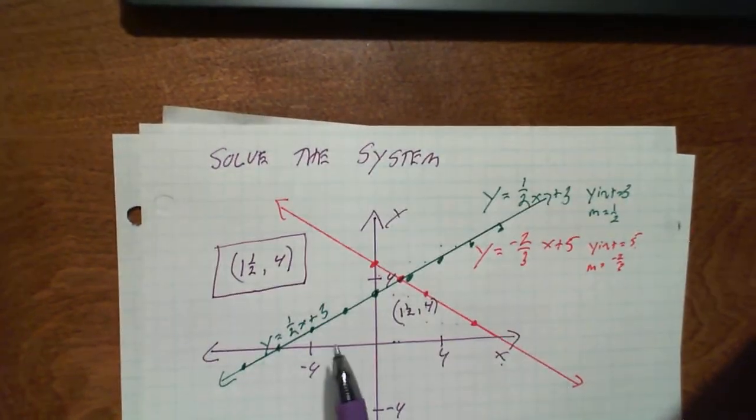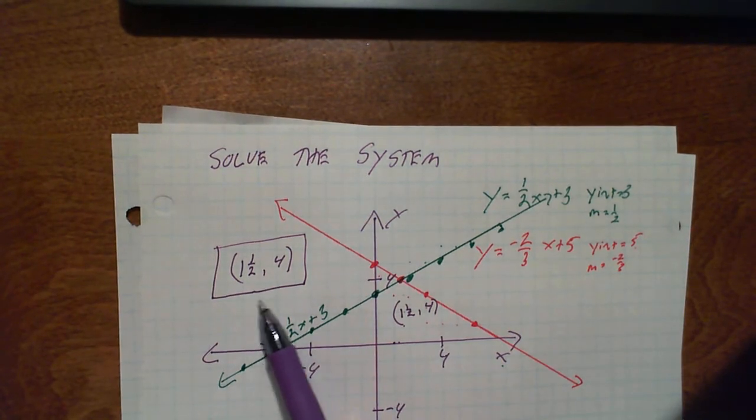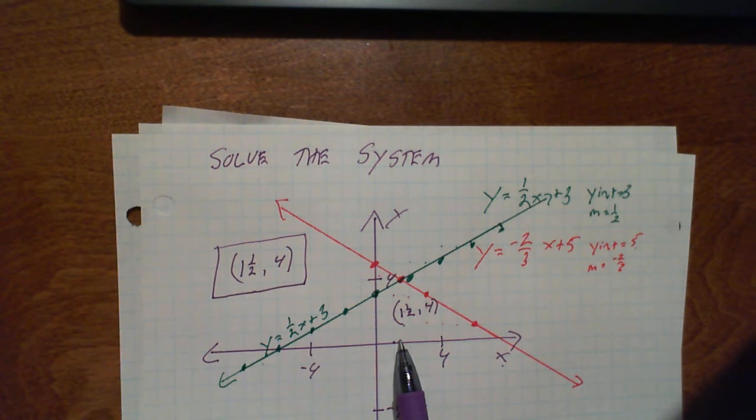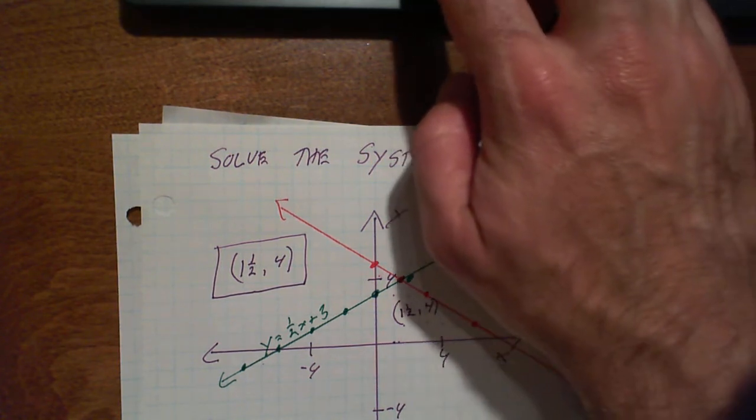And so you want to write your point of intersection as an x-coordinate and a y-coordinate. The x-coordinate tells me how far over I go, and the y-coordinate tells me how far up I go. Okay, let's try another one, shall we?